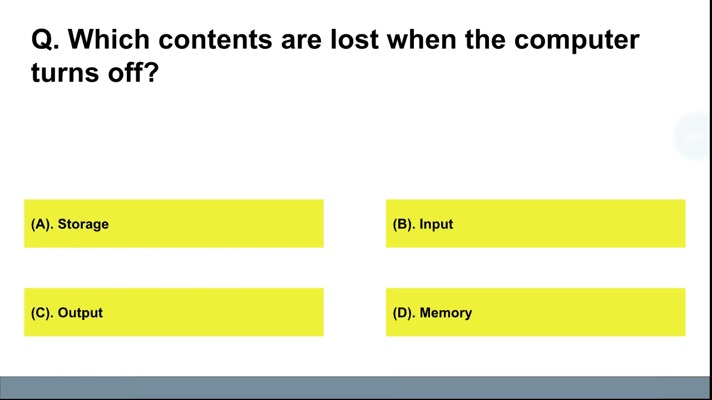Next question: which contents are lost when the computer turns off? Option A, storage, option B, input, option C, output, and option D, memory. And the correct answer is option A, that is storage.